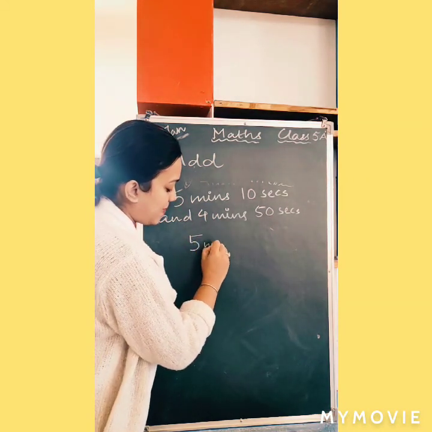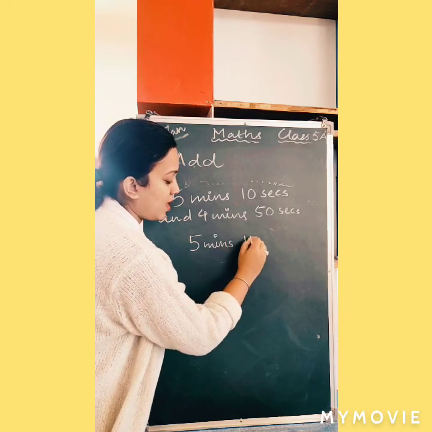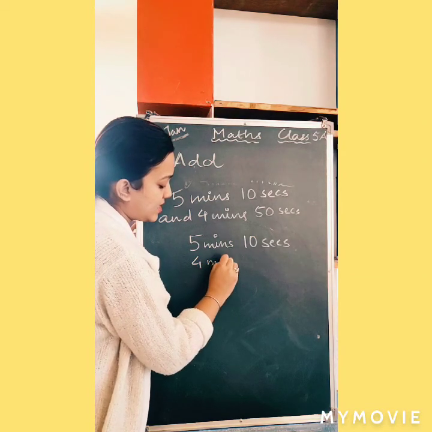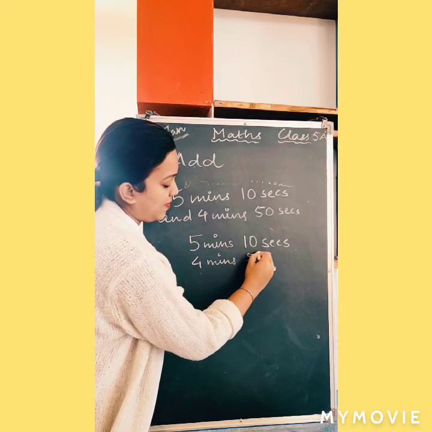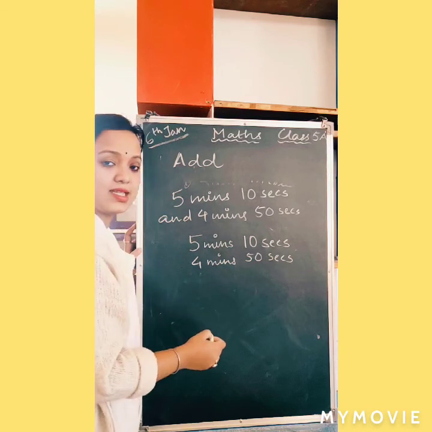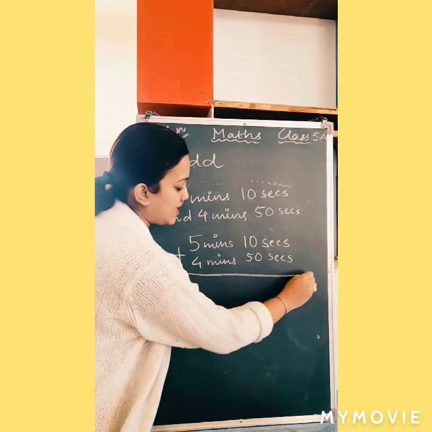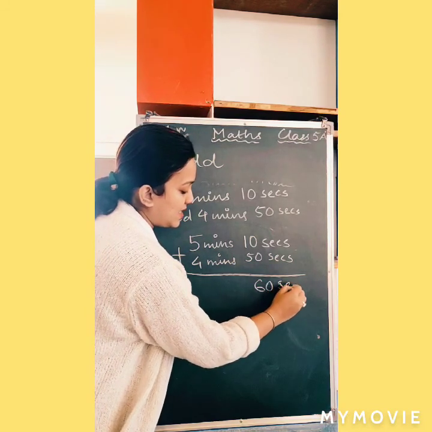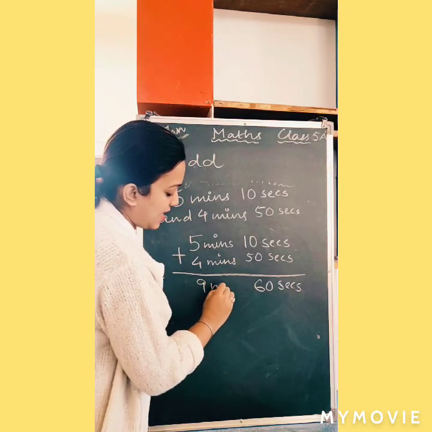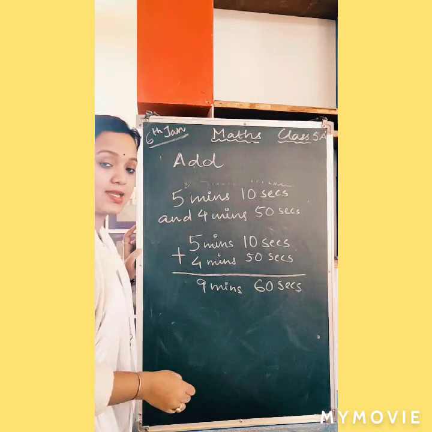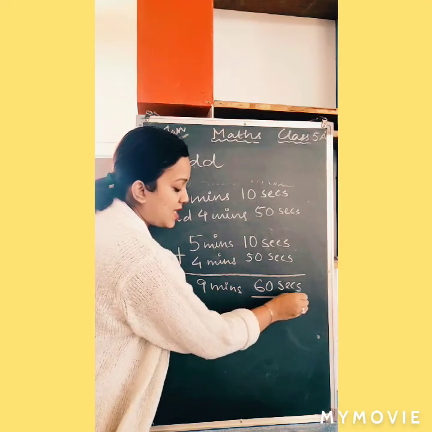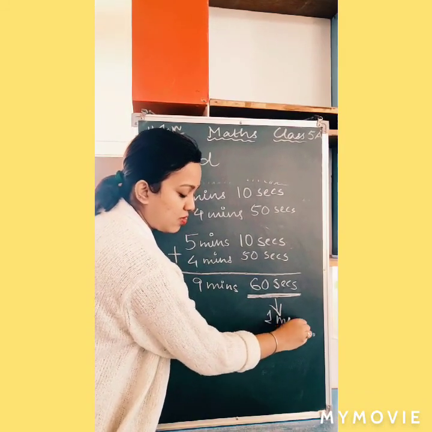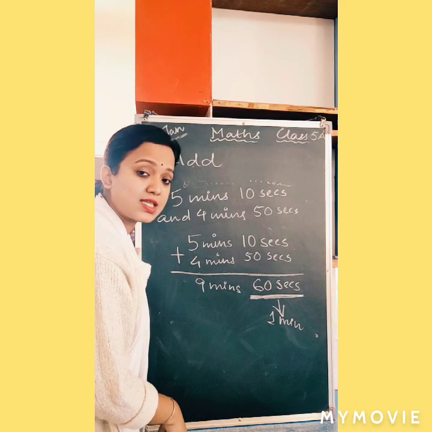That means 5 minutes 10 seconds, then 4 minutes 50 seconds. Correct? I am going to add this up. If I add this, what do I get here? 60 seconds and 9 minutes. Correct? But what do you see? This 60 seconds is nothing but 1 minute. Yes or no? We already know 1 minute is equal to 60 seconds.